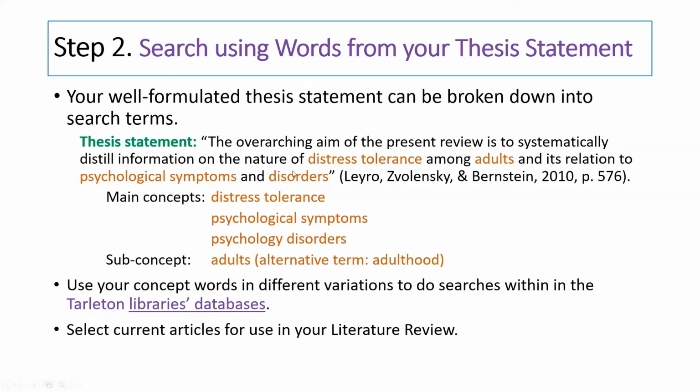So the thesis statement has these concept words: distress tolerance, adults, psychological symptoms, and disorders. Your main concepts are these 3 things, and your sub-concept is the population on which this search is being done. That's why it's your sub-concept. And then you're going to look in Tarleton's library databases to do research, and you'll use these words in different variations of searches to find articles that you are going to add to your literature review.